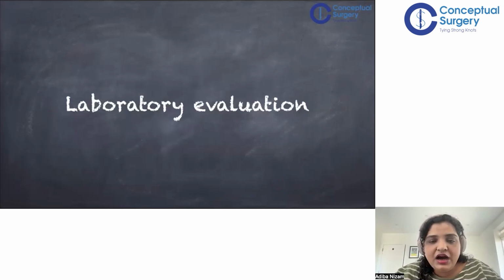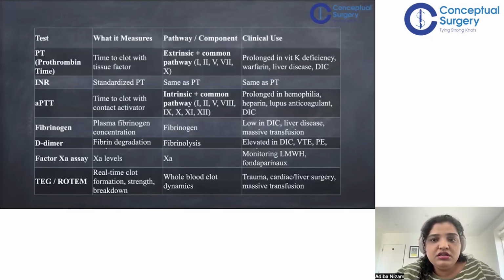Now, we have seen how this hemostatic process occurs, the normal physiology of the hemostatic process. Now we'll see how we normally evaluate the physiology of this hemostatic process in our body. So the few tests that you come across are the PT, the prothrombin time, the INR, the international normalized ratio, the APTT, activated partial thromboplastin time, fibrinogen levels, and thrombin time. Then there are a few special cases like the factor 10A assay and thromboelastography. These are the commonly used tests in surgical practice.